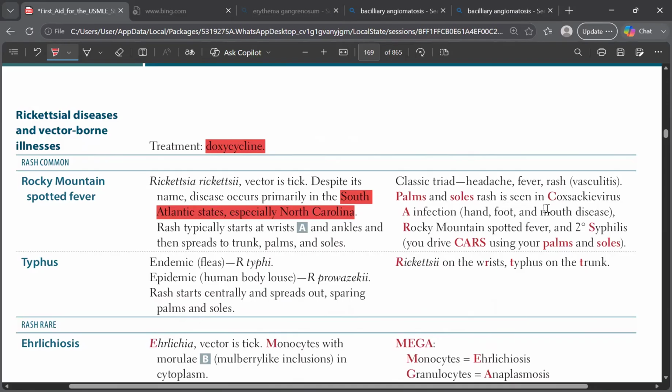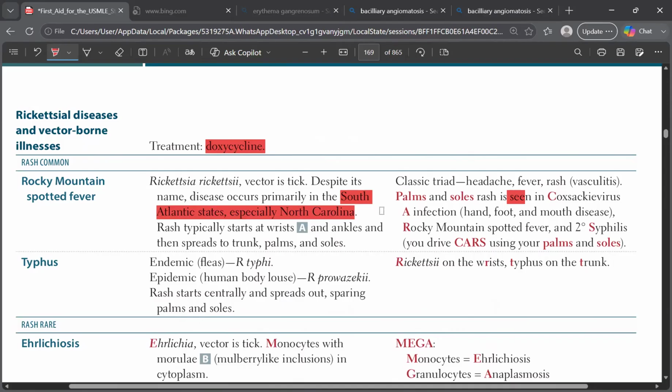A palms and soles rash is seen in Coxsackievirus A infection, hand, foot, and mouth disease, Rocky Mountain spotted fever, and secondary syphilis. You drive cars using your palms and soles. So this classic triad of headache, fever, and rash is seen in Coxsackievirus A infection, Rocky Mountain spotted fever because of Rickettsia rickettsii, and secondary syphilis.